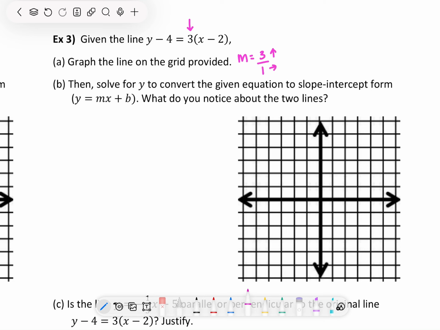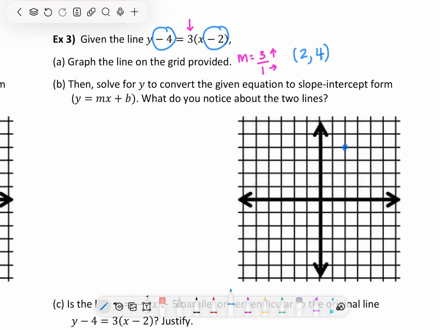And then our coordinate here is going to be the opposite of -2, so +2, opposite of -4, which is +4. So +2, go to the right 2, and then up 4. 1, 2, 3, 4. So +2, so x, right? +2, up 4. Okay, so that's where we're going to start.